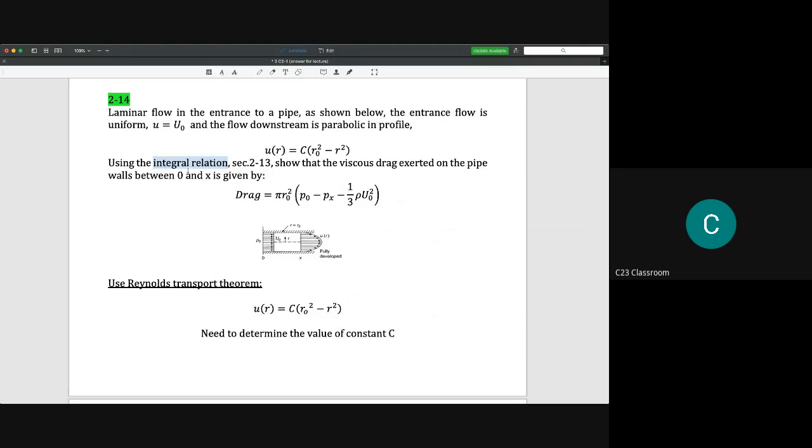Okay, and then the integral form here is closely related to the Reynolds transport theorem. So I will explain the Reynolds transport theorem later on. I think you already heard about this one. So u(r) equals C times (R naught squared minus r squared) is the velocity distribution for this one. And what we need to determine first is the value of C, because C is the constant and we need to determine the value of C.